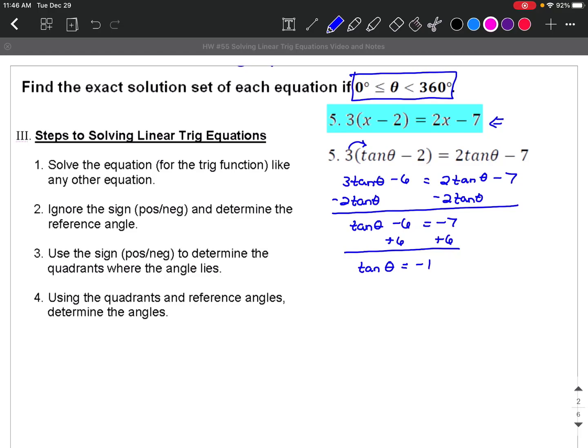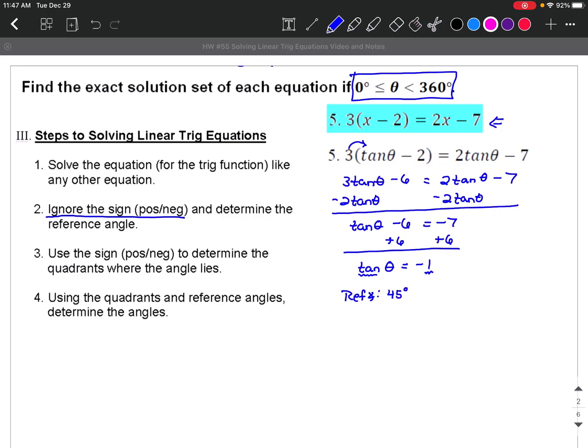Now step 2, ignore the sign. Ignore whether it's positive or negative. So when I'm finding this reference angle, I say the tangent of what angle is positive 1? The tangent of what angle is 1? And I think about my special charts, that's 45 degrees.